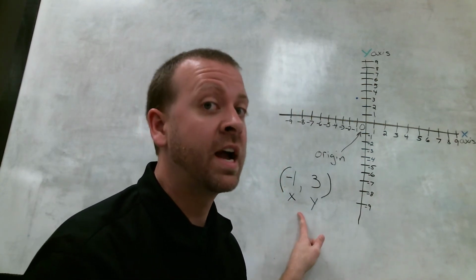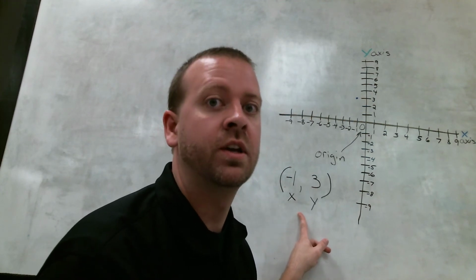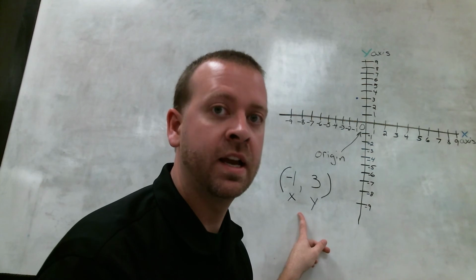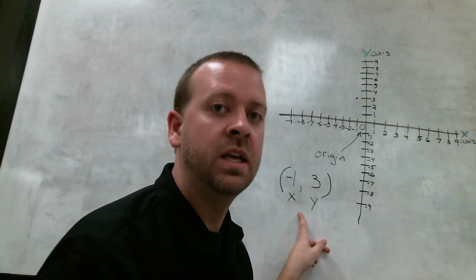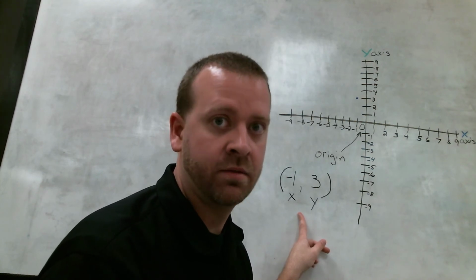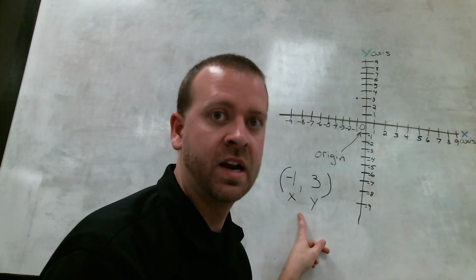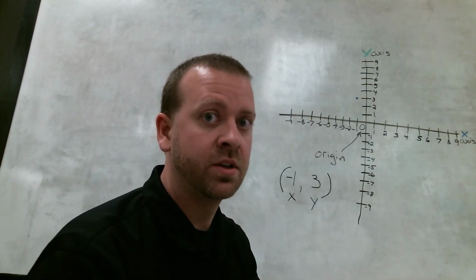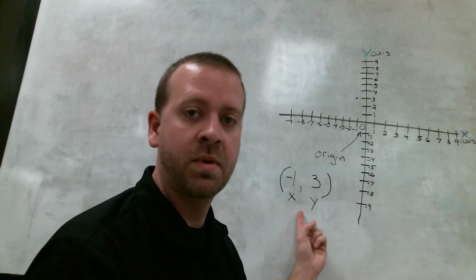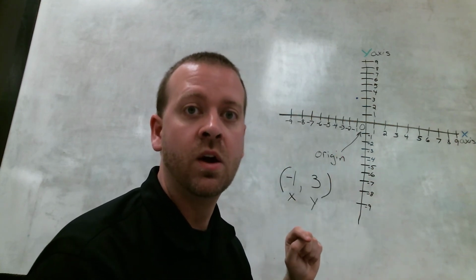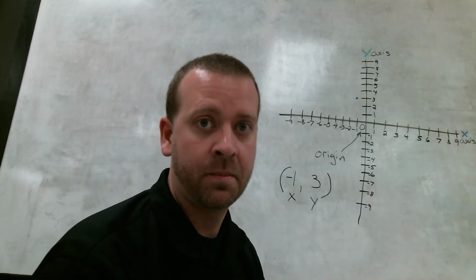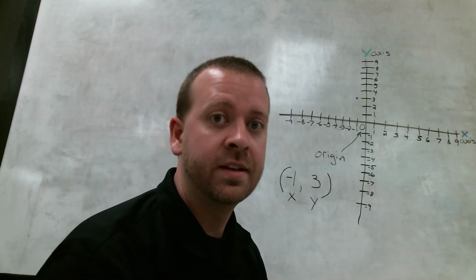Right. Now, let me caution you. Since we're dealing with rational numbers, remember, rational numbers can be integers, positive or negative integers. They can be fractions, positive or negative, or decimals, positive or negative. So all of those things could be in an ordered pair. We could have an ordered pair of 1/4 and 3 and still be able to graph it that way. Okay? Hopefully this clears anything up.